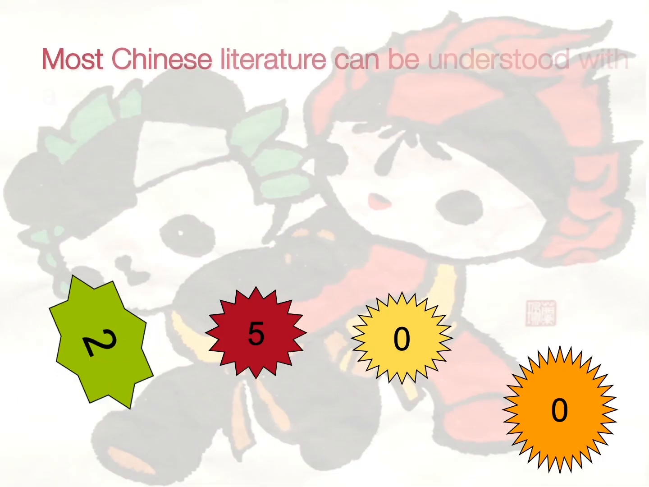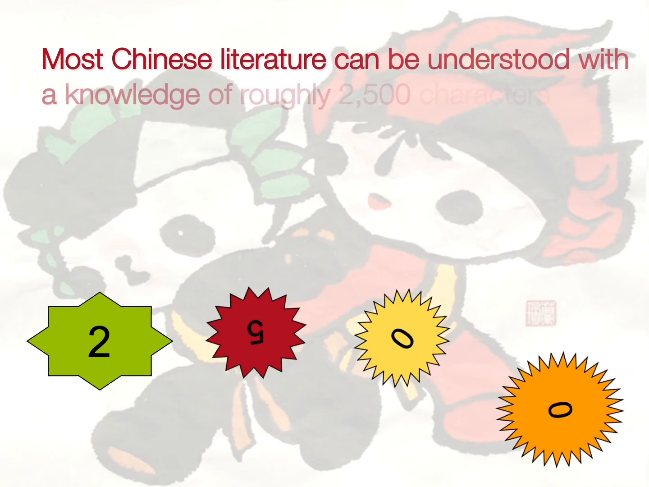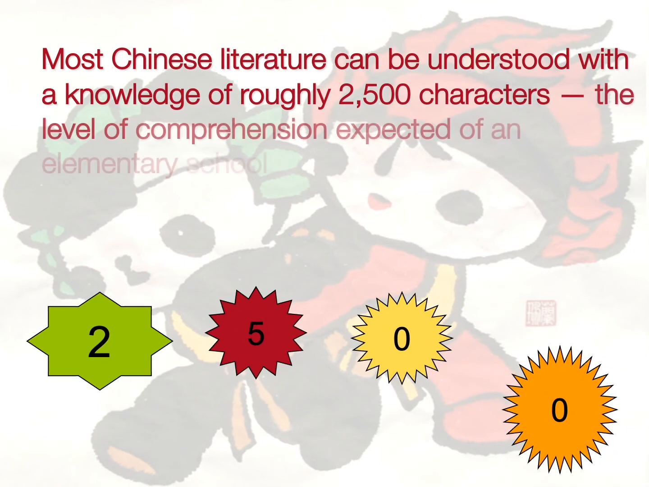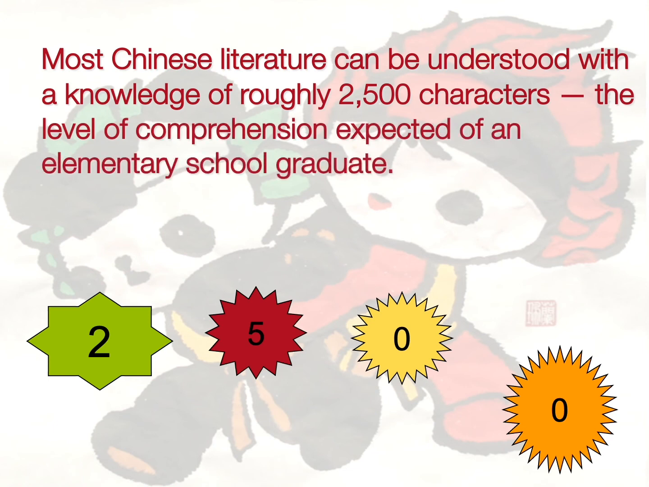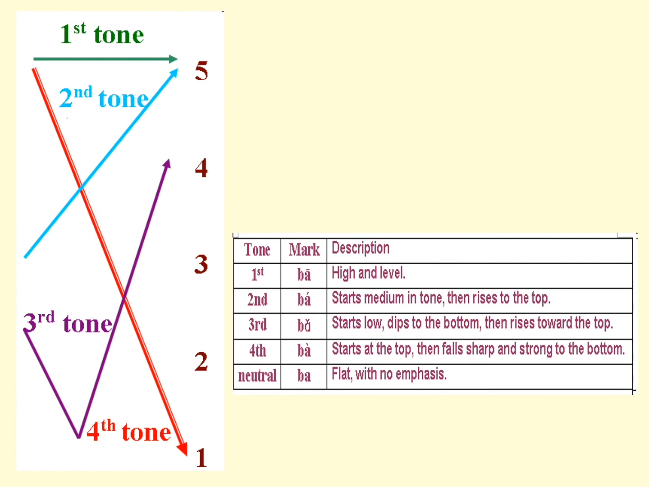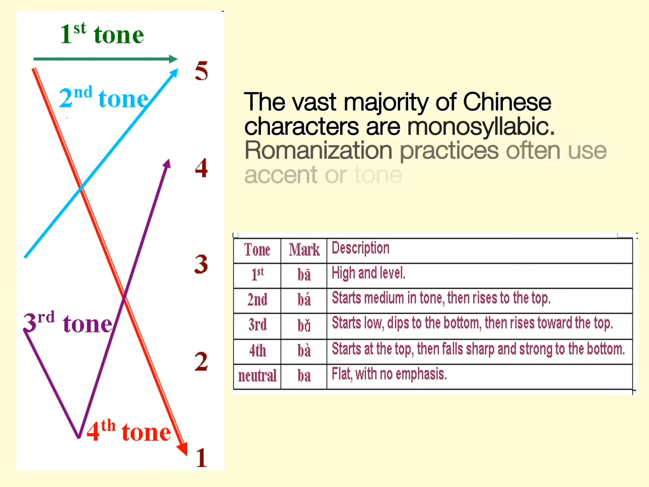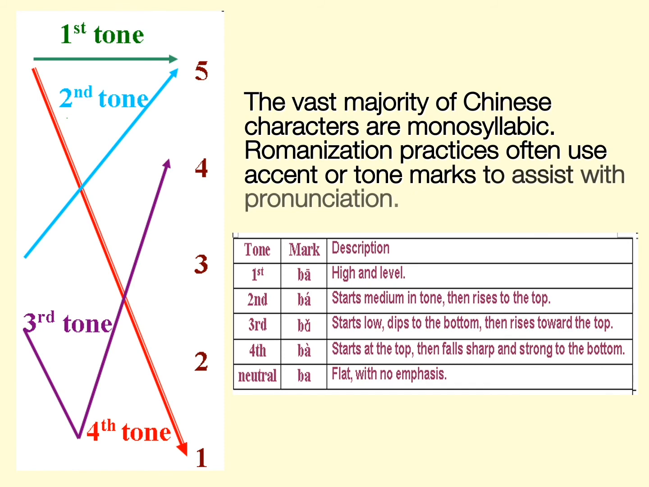Most Chinese literature can be understood with a knowledge of roughly 2,500 characters, the level of comprehension expected of an elementary school graduate. First tone, 八. Second tone, 把. Third tone, 把. Fourth tone, 把. Neutral, 八. The vast majority of Chinese characters are monosyllabic.